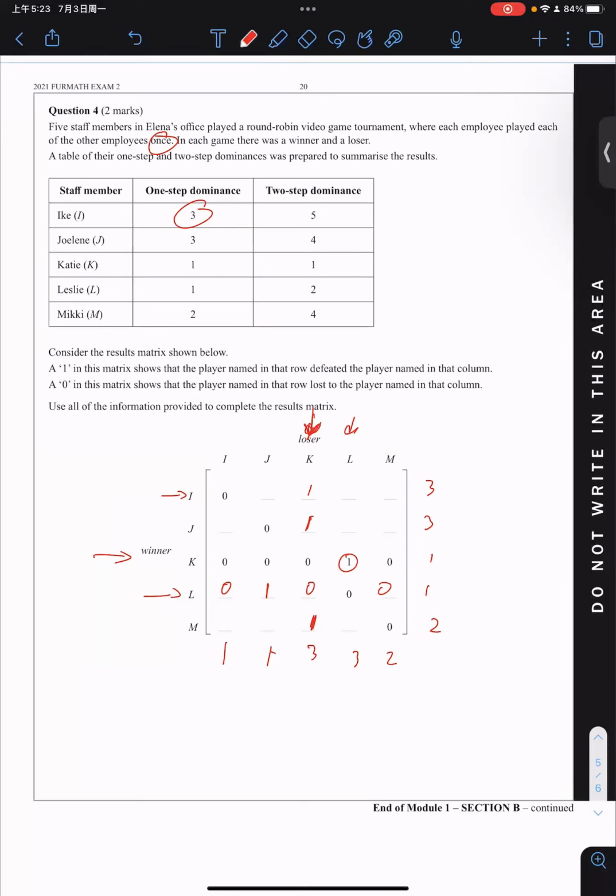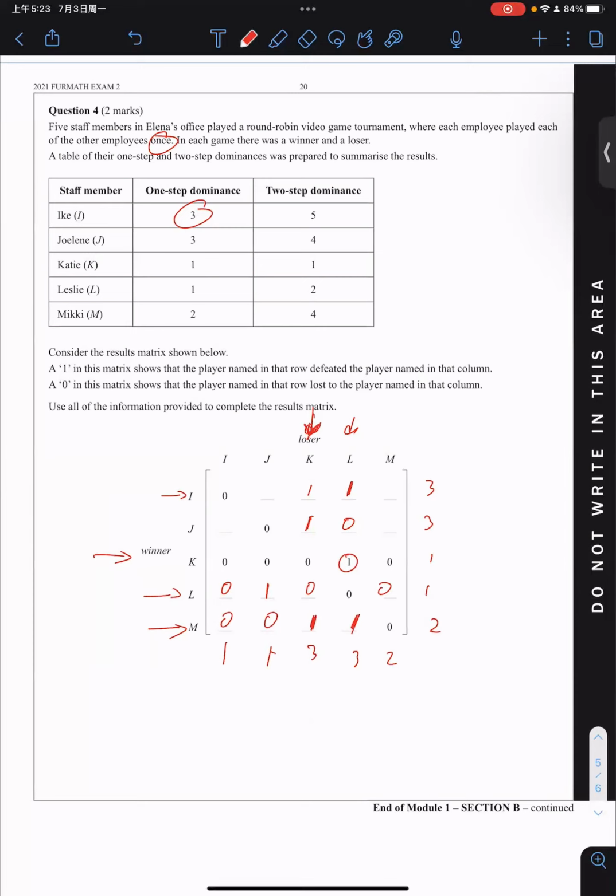All right, so we're having some extra information now. L lost to I, so I wins L. Okay, and then L wins J, so J lost to L. And then L lost to K, K wins L. L lost to M, so M wins L, all right? Number 1 here. And obviously, look at the M row. The total number should be 2. We already have 2 ones, so mark 0 and 0.